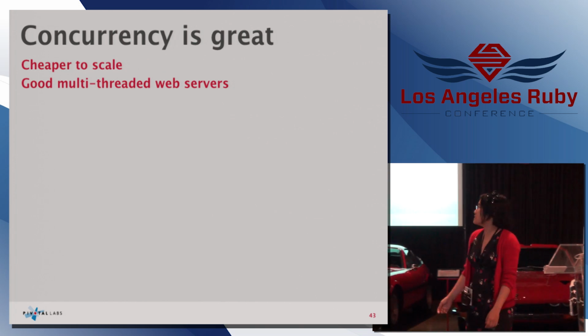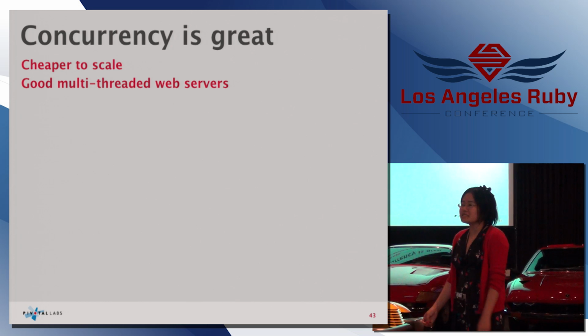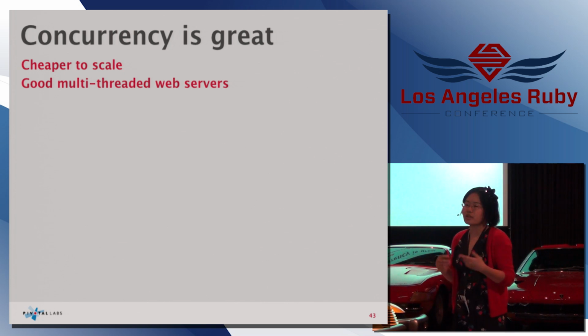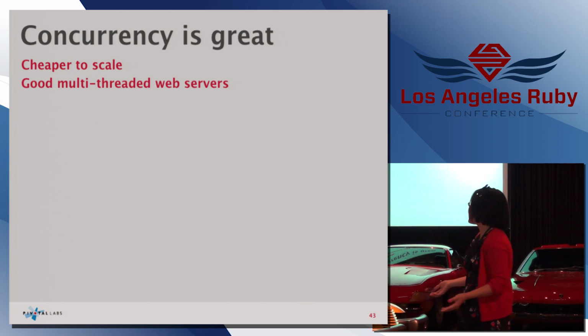So why is concurrency great? Well, concurrency is great because your program executes more quickly. But why is that better? Well, one of the big reasons is it makes your program cheaper to scale because you can run your web server in multiple threaded modes.